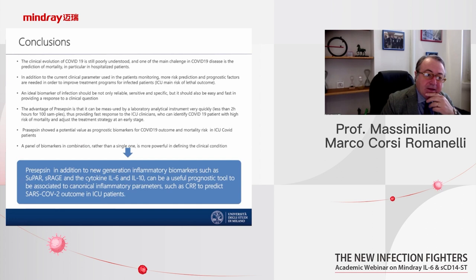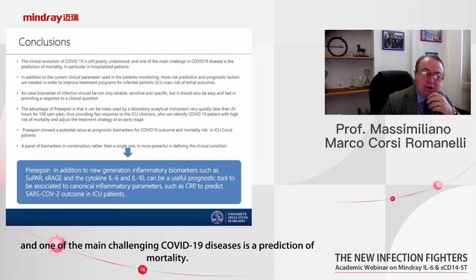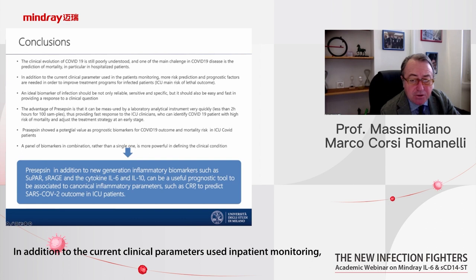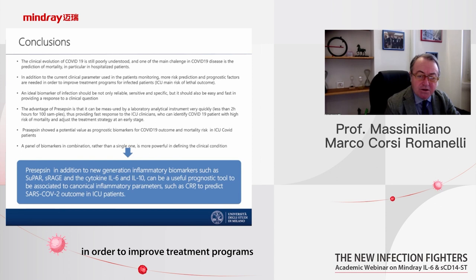Conclusion. The clinical evolution of COVID-19 is still poorly understood, and one of the main challenges of COVID-19 disease is the prediction of mortality, in particular in hospitalized patients. In addition to the current clinical parameters used in patient monitoring, more risk prediction and prognostic factors are needed in order to improve treatment programs for infected patients in ICU at main risk of later outcome.